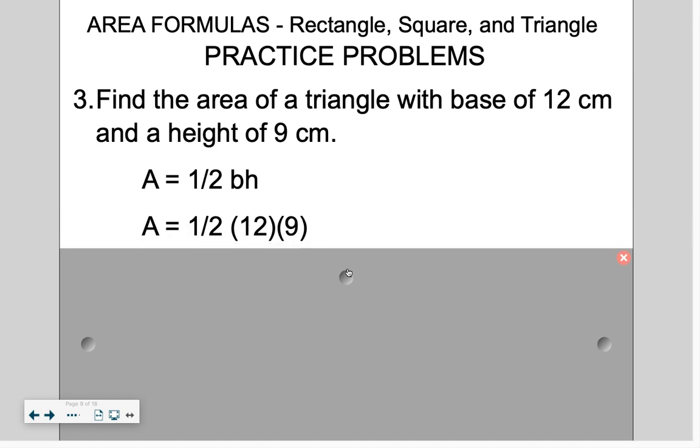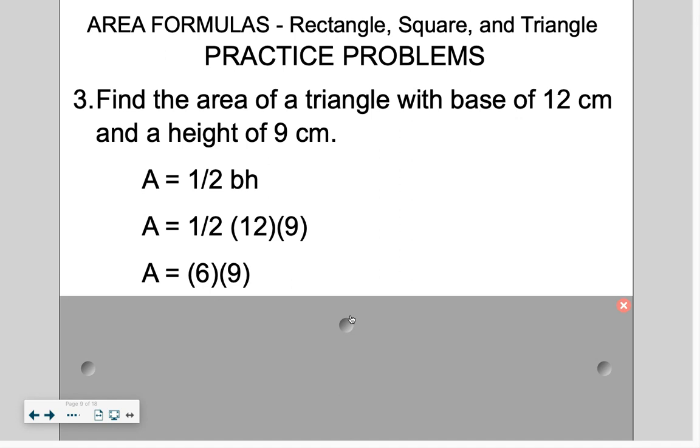Now, as far as calculating, this is 1/2 times 12 times 9, as we're only doing the 1/2 once. The formula says 1/2 times base times height. It is not 1/2 times the base and also 1/2 times height. It's just 1/2 times base times height. So in this case, I'm going to do half of 12 first, and whatever I get, that's going to be multiplied by 9.